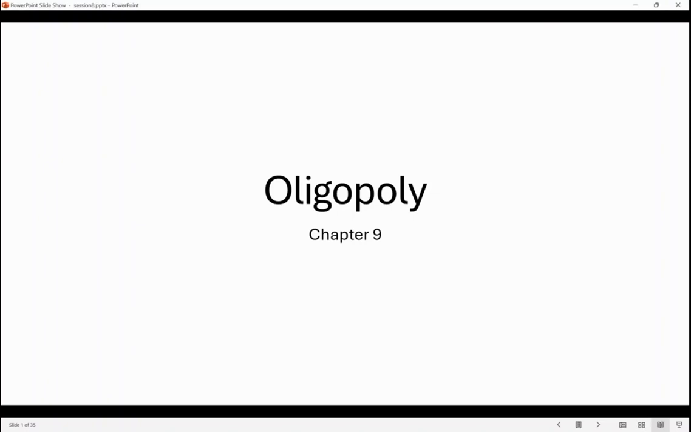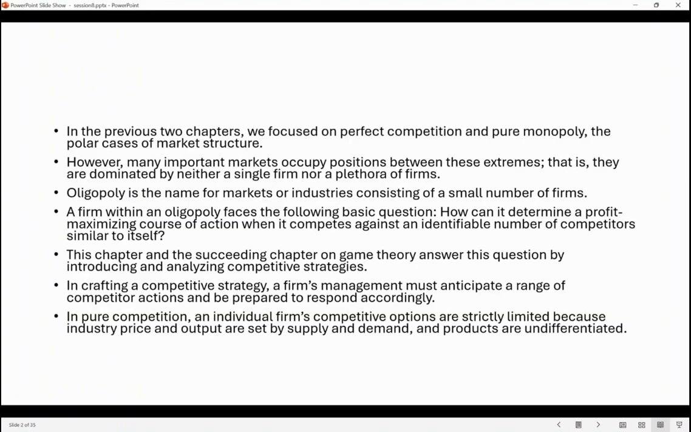Okay, hello everyone. For today's lecture, we have oligopoly. So far, we discussed monopoly and perfect competition, right? And also, we discussed both cases. I mean, monopoly and perfect competition. They are both located in two different extremes, right, of market structure.